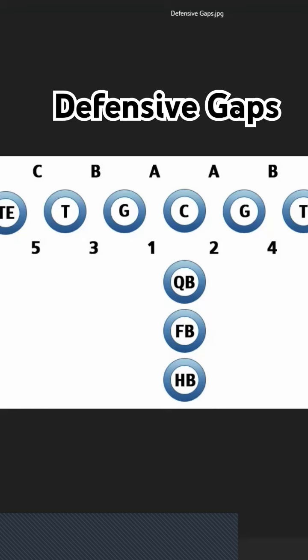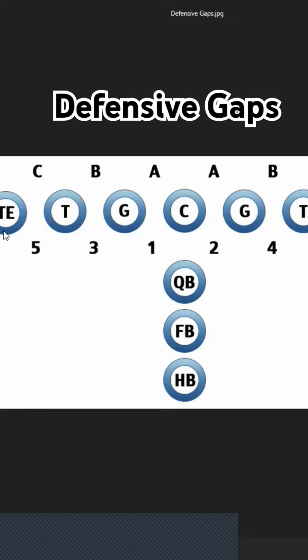When we last met up, we talked about offensive holes. To recap, we discussed that offensive linemen have holes. Your offensive holes are even to the right, 2, 4, 6, 8, and odd to the left, 1, 3, 5, 7. But just as your offense has holes, defense has gaps.